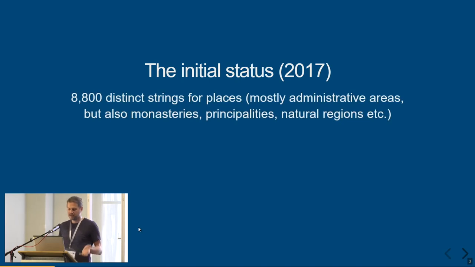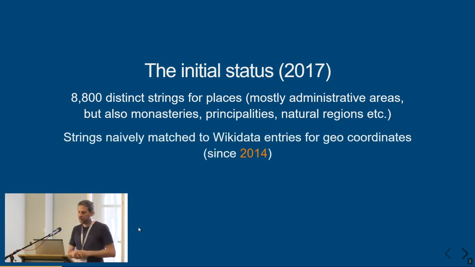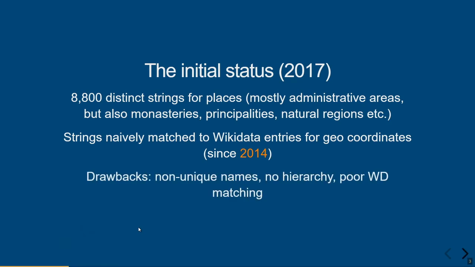So the initial status in 2017 was that we had nearly 9,000 distinct strings referring to places in North Rhine-Westphalia. Mostly those were administrative areas, like towns and districts, but also monasteries, principalities, or natural regions. We already used Wikidata in 2017 and matched those strings with the Wikidata API to Wikidata entries quite naively, to get the geo-coordinates from there and do some geo-based discovery with it. But this had some drawbacks, so the matching was really poor.